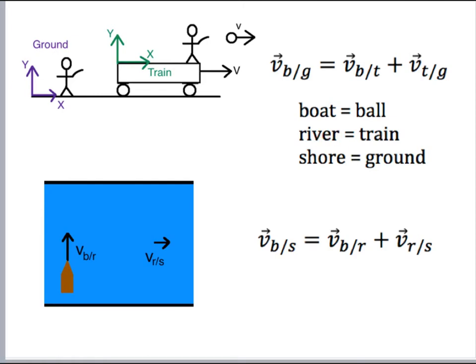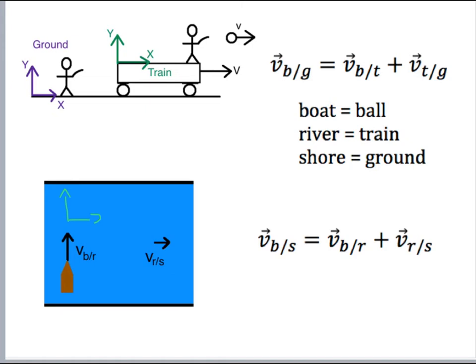Remember we talked about that the coordinate system that goes with the river is moving with the river. And so if I draw a coordinate system that is moving with the river, that's going to be similar to this coordinate system up above, which is moving with the train. And so that suggests that the river is like the train.